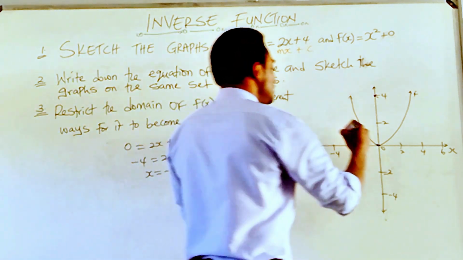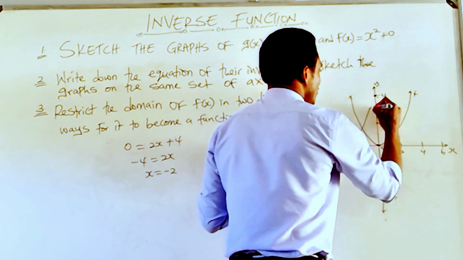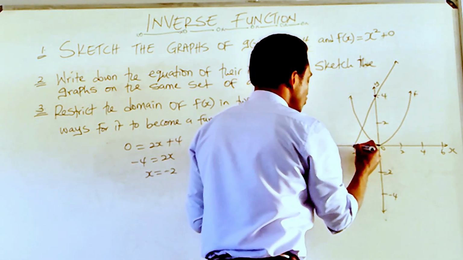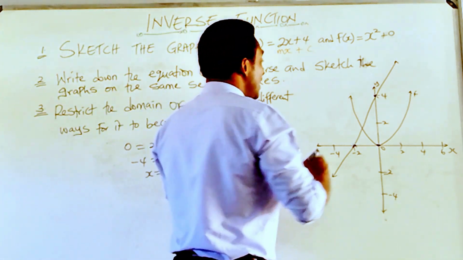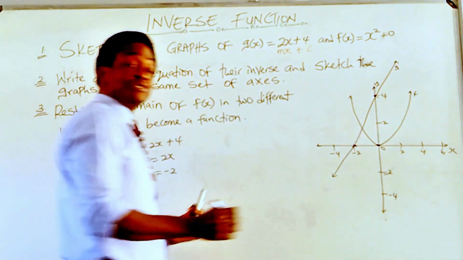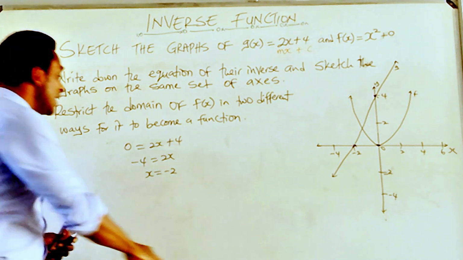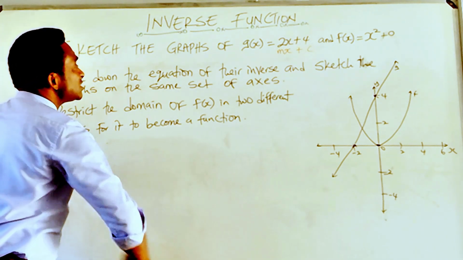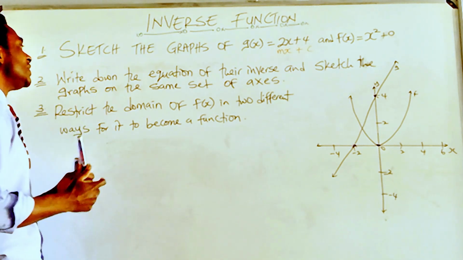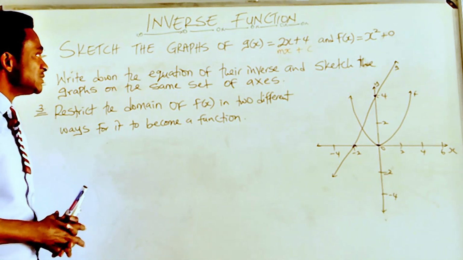So we can join this. It creates our linear graph. So in this case, we have our f and we have our g. So we have the two functions. Let's go to the second question. They are asking us to write out the equations of the inverses of these, and also sketch the graphs on the same set of axes.